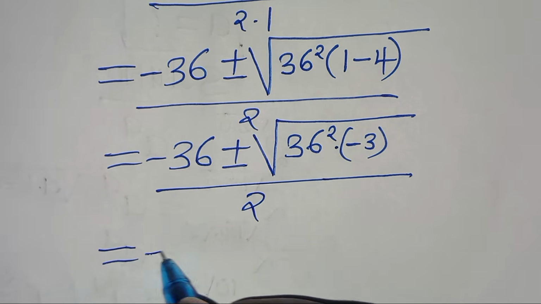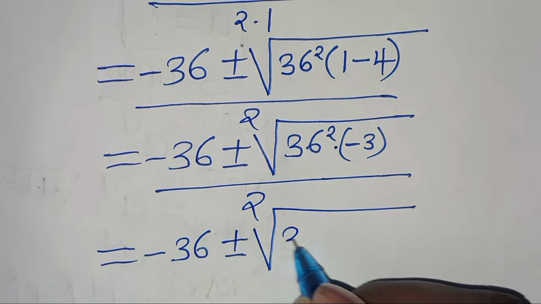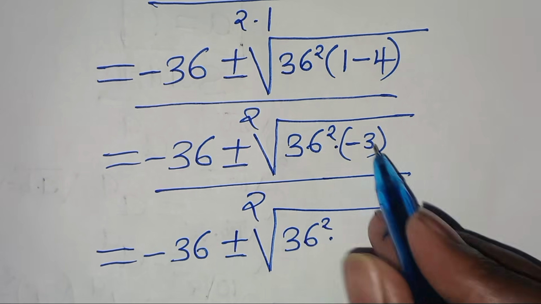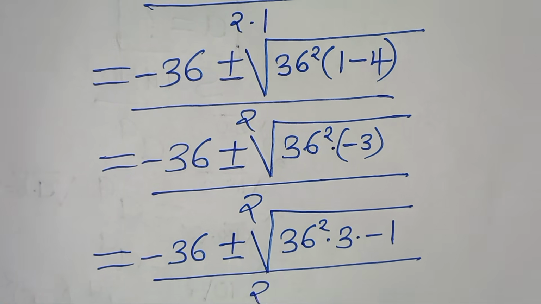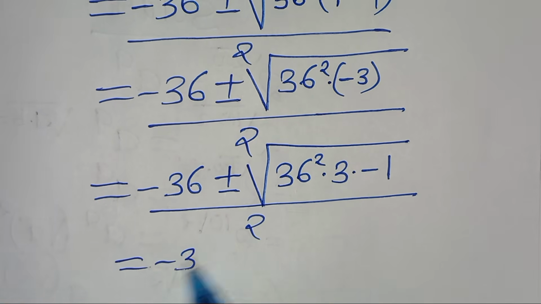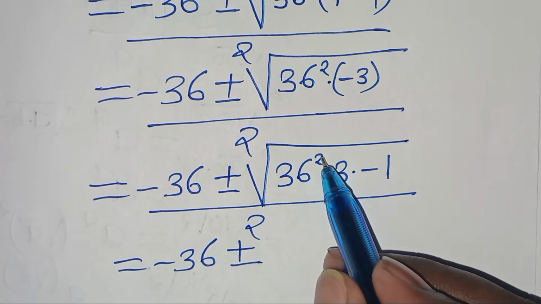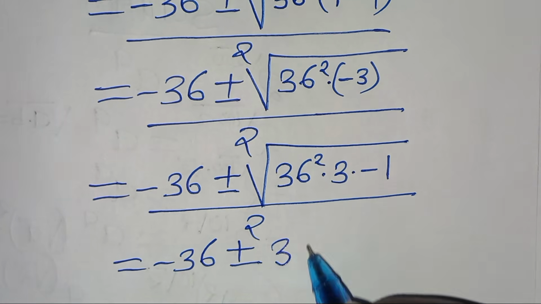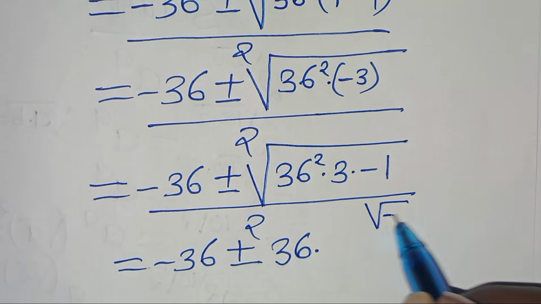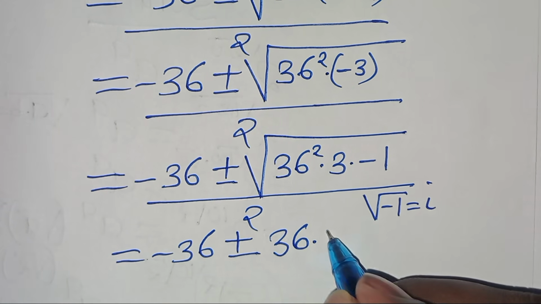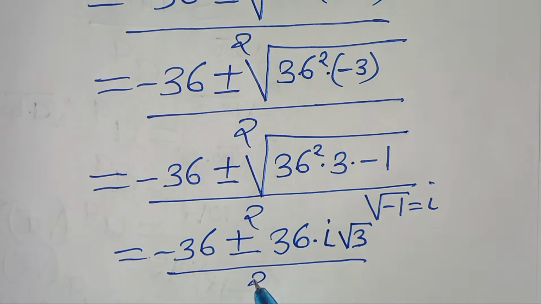So this is negative 36 plus or minus the square root of 36 to the power of 2 multiplied by negative 3, which is the same thing as 3 times minus 1, divided by 2. So here we have negative 36 plus or minus. Now we have the square root of 36 to the power of 2. We eliminate the square root sign. So this is 36 multiplied by the square root of negative 1. This is equal to i. So we have 36 times i, then times square root of 3, divided by 2.